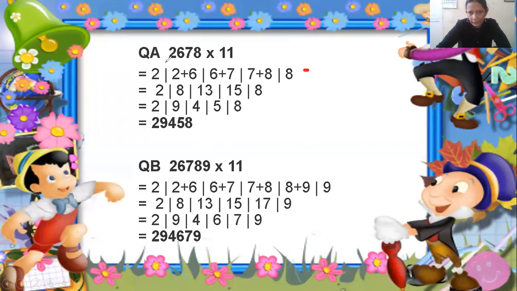Now you look at this question here. I have taken 2, 6, 7, 8. You have to multiply it with 11. So now what will you do here? First, you have to do the splitting of first and last number. What is the first number here? 2 is the first number here. What is the last number here? 8 is the last number here. This is called splitting. Splitting I have done.